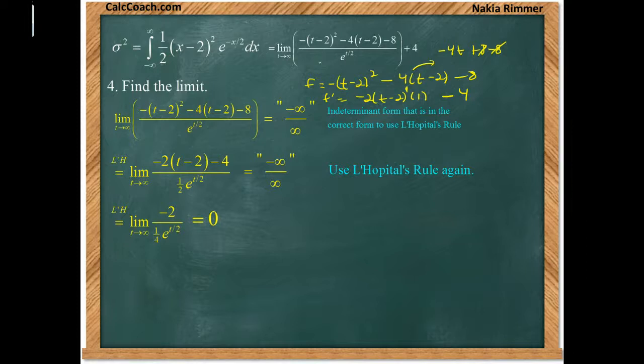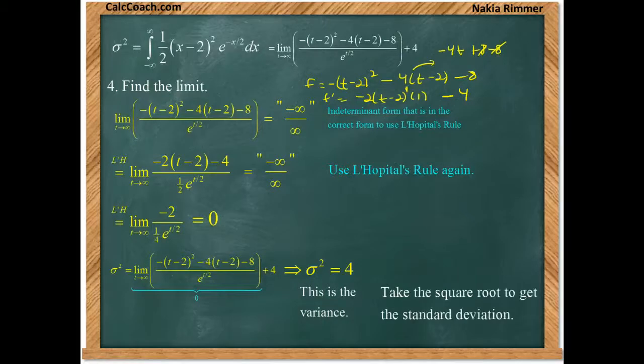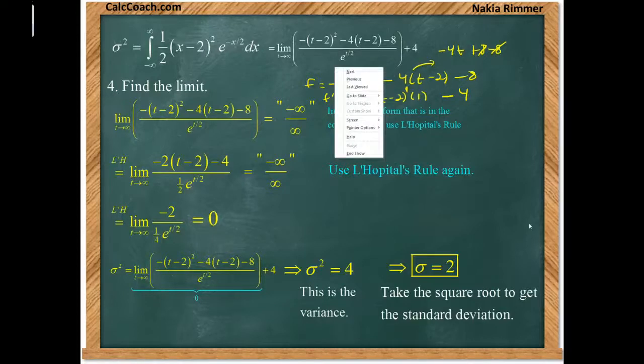The integral is that 0 that we got plus a 4. That's what sigma squared is. Sigma squared is 4. It's called the variance. We need that in order to get the standard deviation, and we take the square root. So it turns out that the square root of the 4 here. Standard deviation is always positive square root. And so we end up with 2 as our answer for the standard deviation.